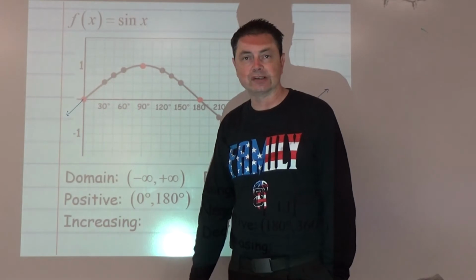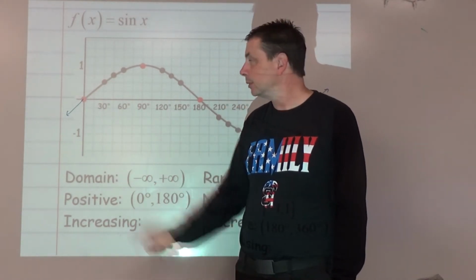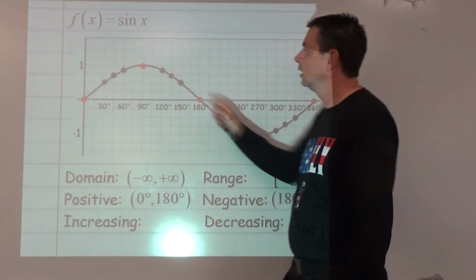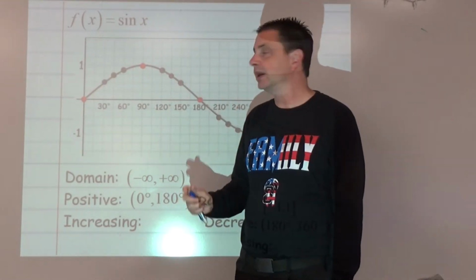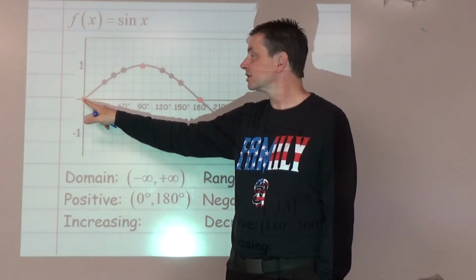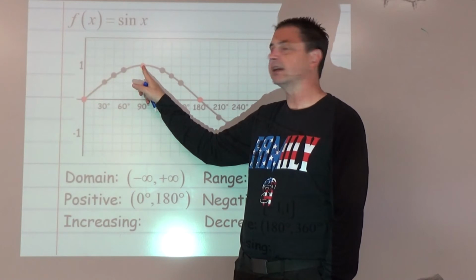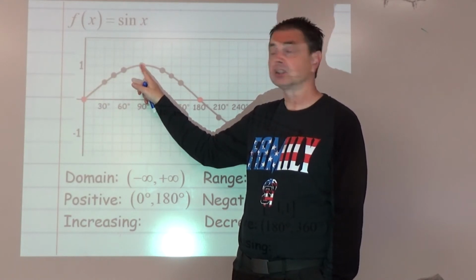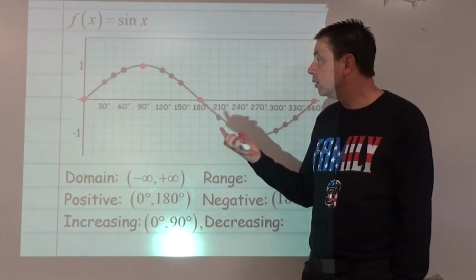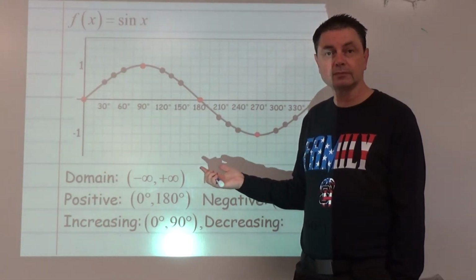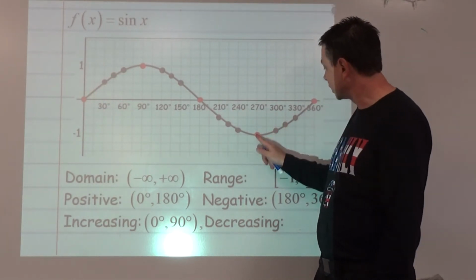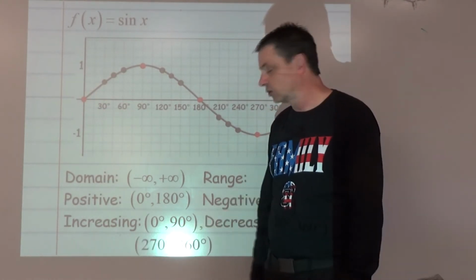Where is it increasing? Where does our graph start to go up? If we ignore that, again, we focus on just our standard period here. It starts going up here. Where does it stop going up? Right there is where it reaches its maximum, so it stops going up there. So 0 to 90. Is there any other place where it goes up? I think so. Starting here, it's going to go up. Starting at 270, ending at 360.